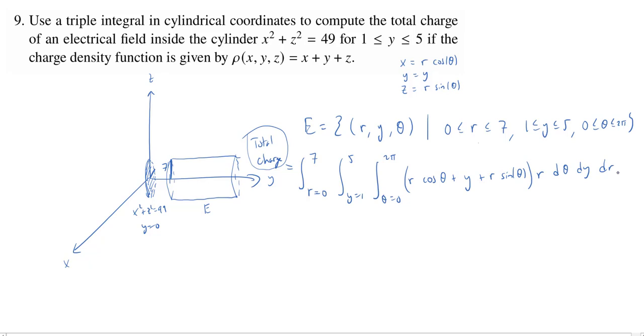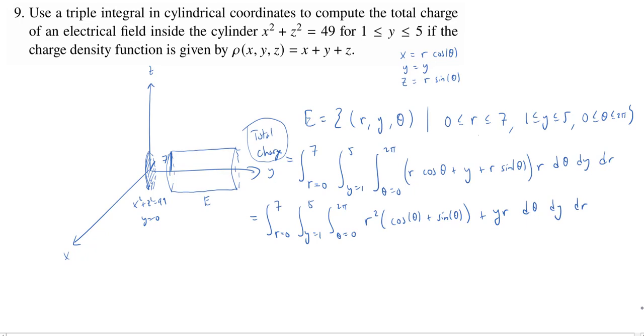All right, we've set it up. That's actually the hard part. Now we can distribute this r in and see what we get. R goes from 0 to 7, y goes from 1 to 5, theta is going to go from 0 to 2 pi. So if we distribute this r, there's two of these with an r in them. Let's make this r squared times cosine of theta plus sine of theta, and then we have plus yr, d theta, dy, dr.